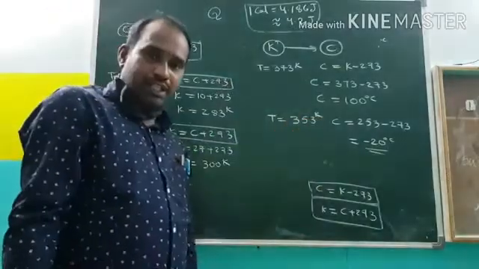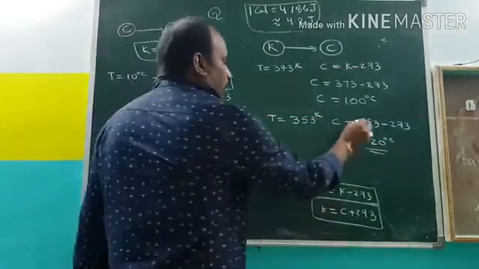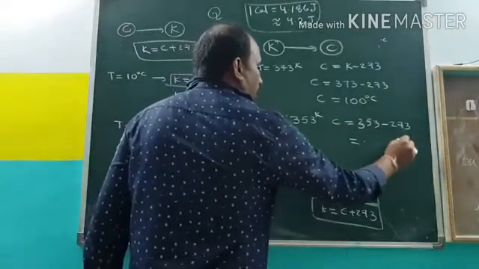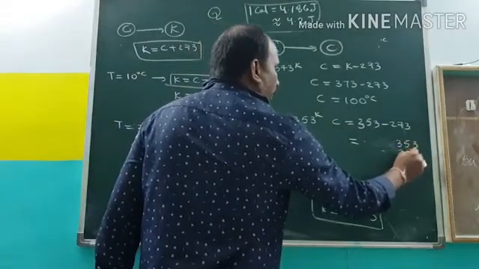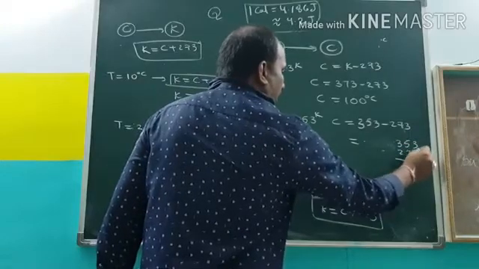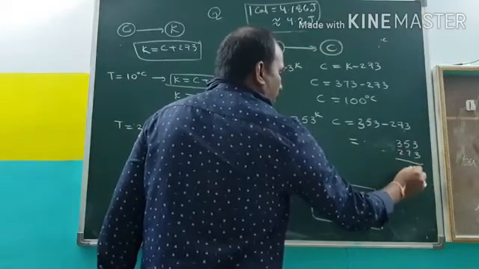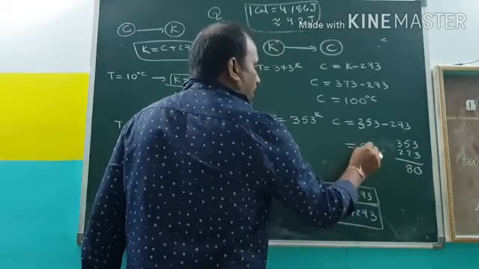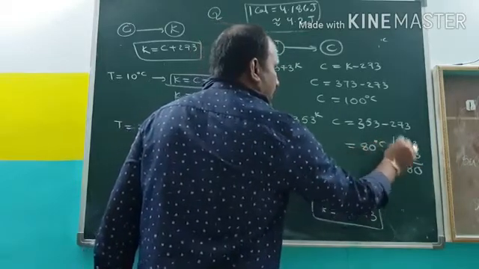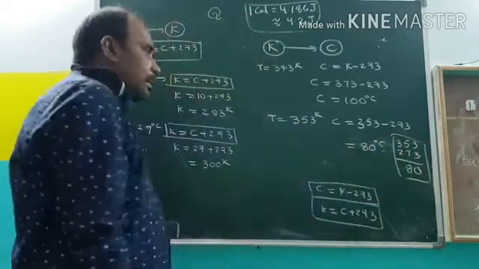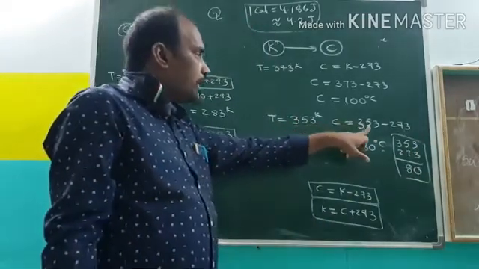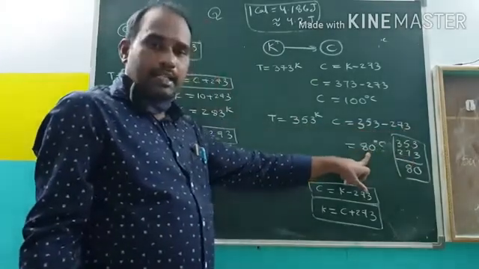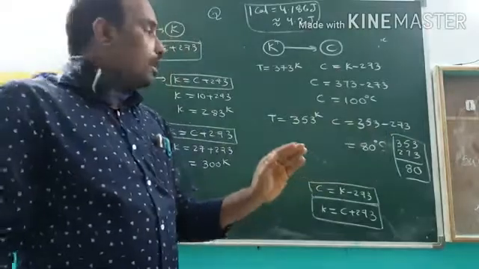It is a negative temperature. Now 353. So how much? 353 minus 273 is equal to 80. So we got 80 degrees Celsius. Are you clear? So it is 353, and 353 minus 273 gives 80 degrees Celsius. Are you all remembering?